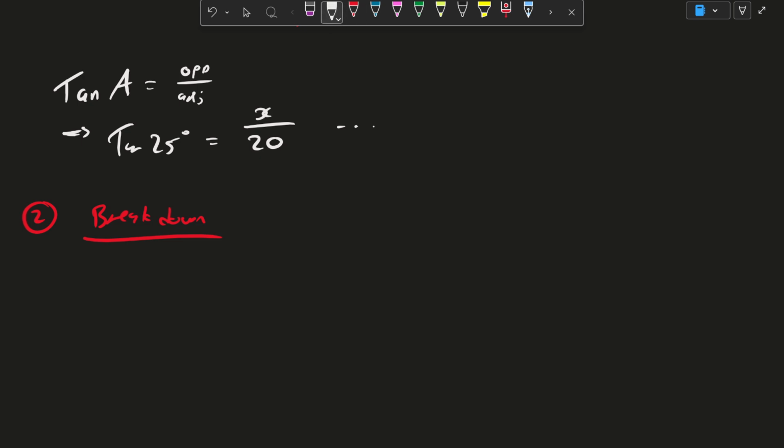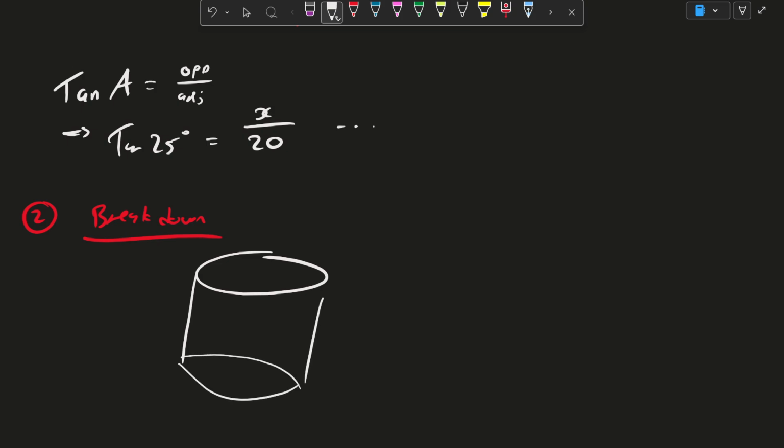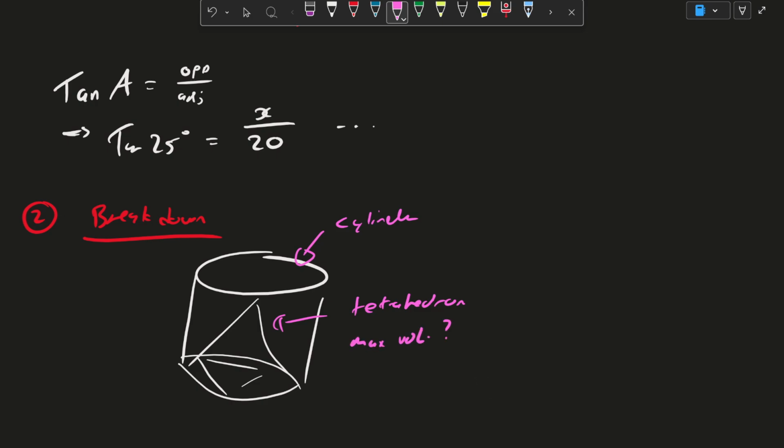I think it was possibly one of the 2012 papers or something, where you had a cylinder. Inside the cylinder, there was a tetrahedron. The cylinder had some particular dimensions that I don't really remember, and so did the tetrahedron. And you need to find out what the maximum volume the tetrahedron can have inside of the cylinder.